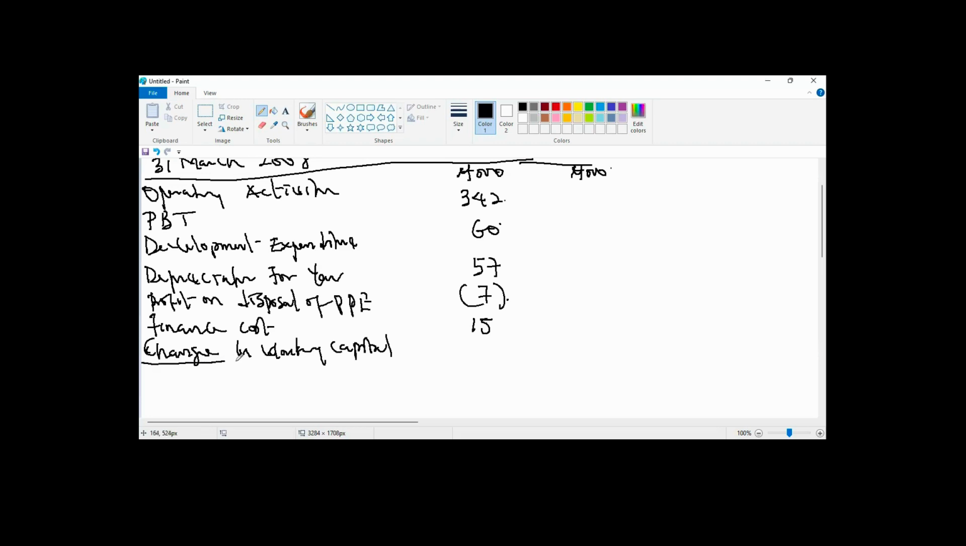Change in working capital. Inventory. What is the inventory at the beginning? 227. At the end? 360. Is it cash inflow or cash outflow? Cash outflow, because it is an increase in current assets. I will just say the bigger one will come first: 360 minus 227. Cash outflow of how much now? 133.